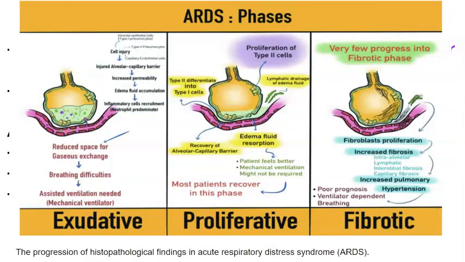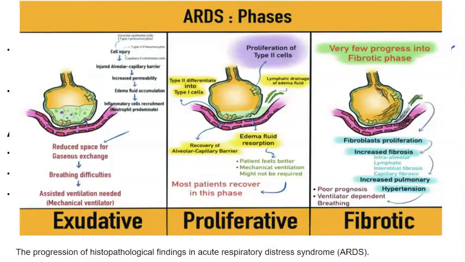For proliferative phase, there's a proliferation of type 2 cells. Type 2 differentiate into type 1 cells, lymphatic drainage of edema fluid, recovery of alveolar capillary barrier, edema fluid resorption. Patient will feel better. Mechanical ventilation might not be required. Most patients recover in this phase.